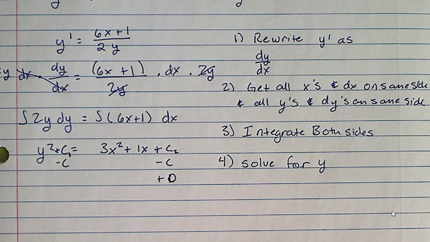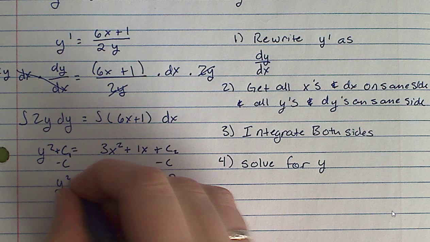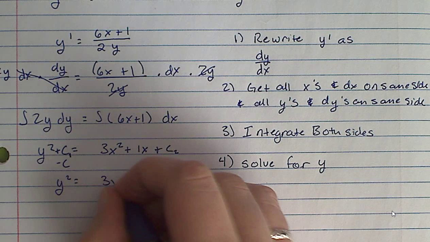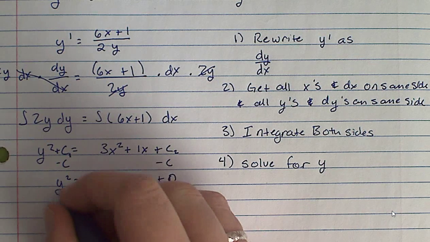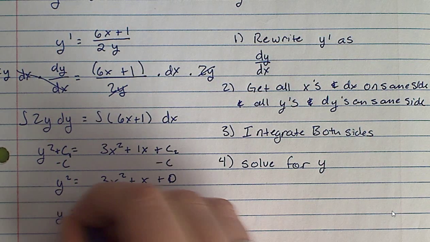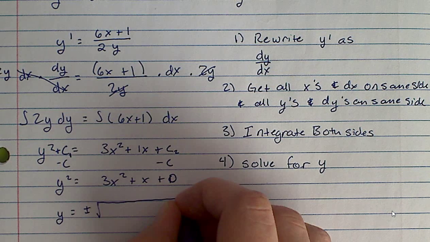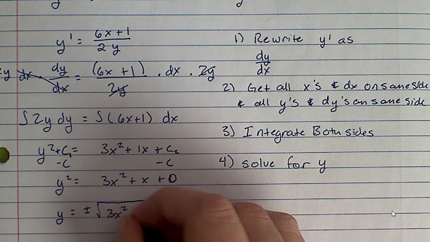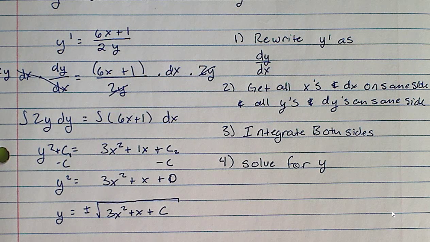And so over here I've got y squared equals 3x squared plus x, and then there's one more step to solve for y. We need a radical, and because it's an even root, it's going to be plus or minus. So y equals plus or minus the square root of 3x squared plus x plus, I'm going to leave it c. You can change it to something else if you want to. And so that's what y is equal to.